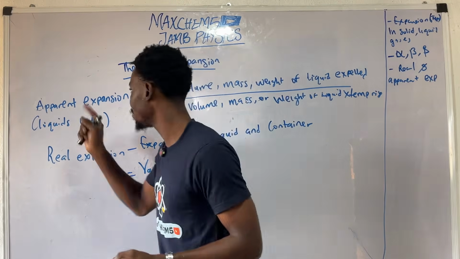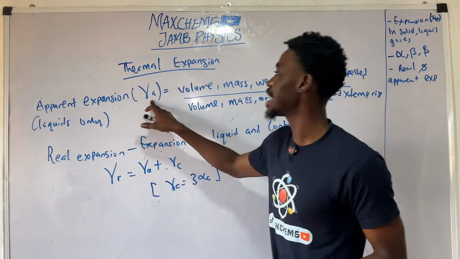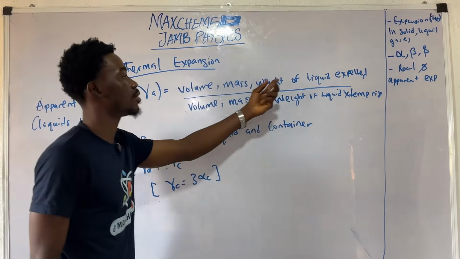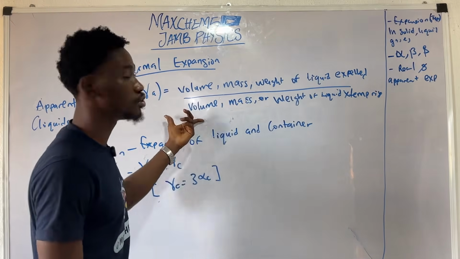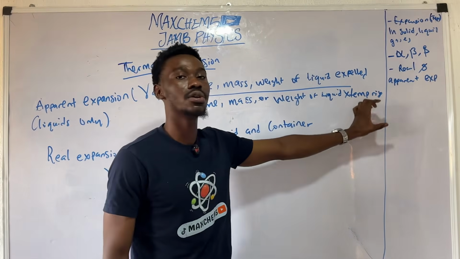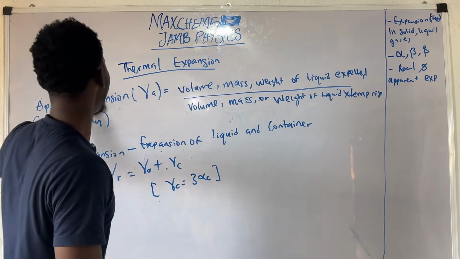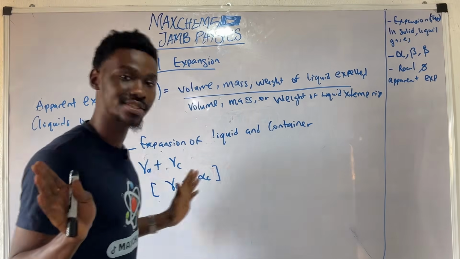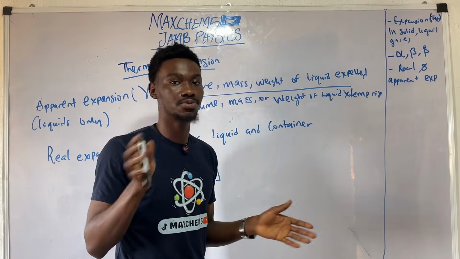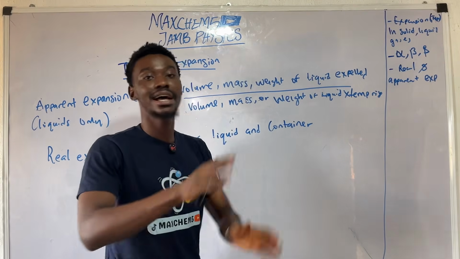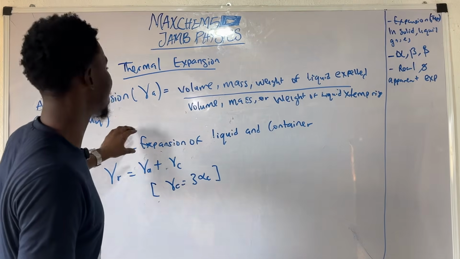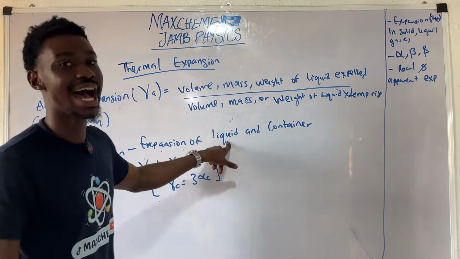That is why we have separate cases, and we call one the real expansivity and the other one the apparent expansivity. So the formula for the apparent expansivity, denoted as gamma A, is the volume or the mass or the weight of the liquid expelled over the volume, the mass or the weight of the liquid multiplied by the temperature rise. And the apparent expansion is for liquids only. That is for the expansion of the liquid itself, not the containing vessel, not the bottle containing the water, the liquid itself.